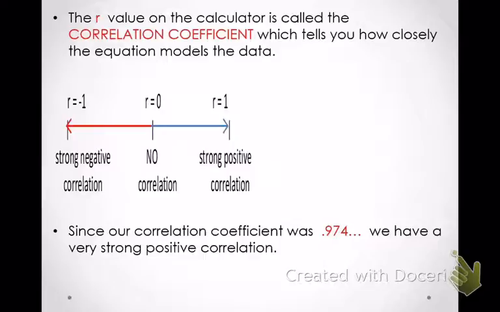In the instance of our burger, we'd be looking for a correlation close to 1, because we know that as the fat grams increase, the calories are going to increase. So it's going to be a positive correlation. And as a matter of fact, if we were to put this into our calculator, the correlation coefficient was going to be 0.974. So that's pretty strong.